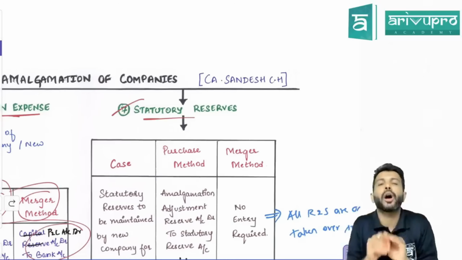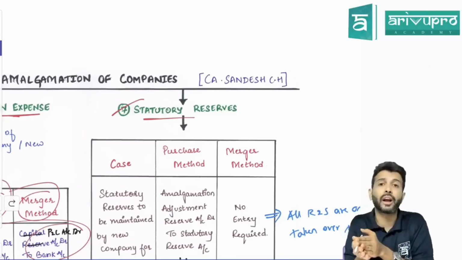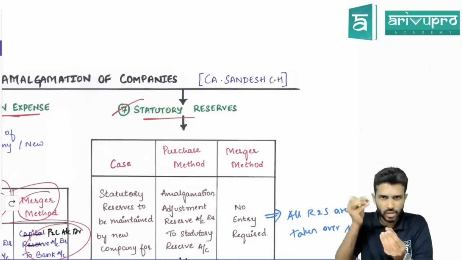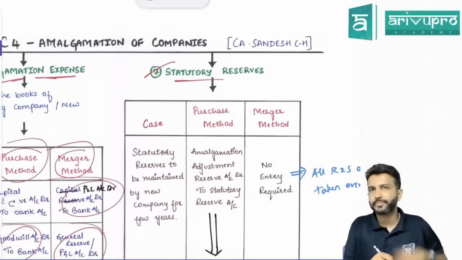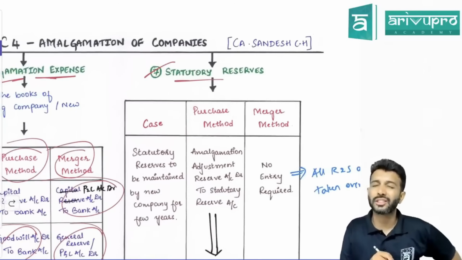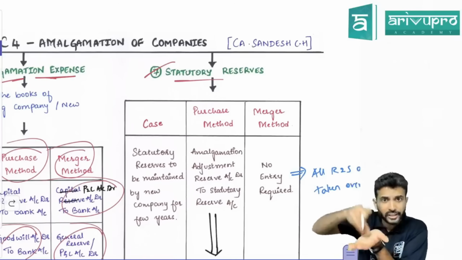So this you have to account for. Can you get away with this, or do you have to account for it? You have to take it over and account for it. That means you have to pass an entry for this. So if it is purchase method, what is the entry you will pass? Some reserve you need to take over, sir. Reserve has what balance? Credit balance. You have to take it over and account for it now.